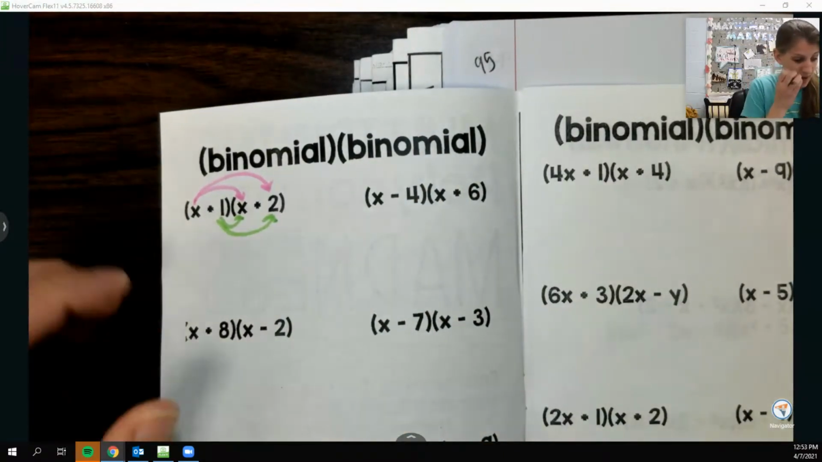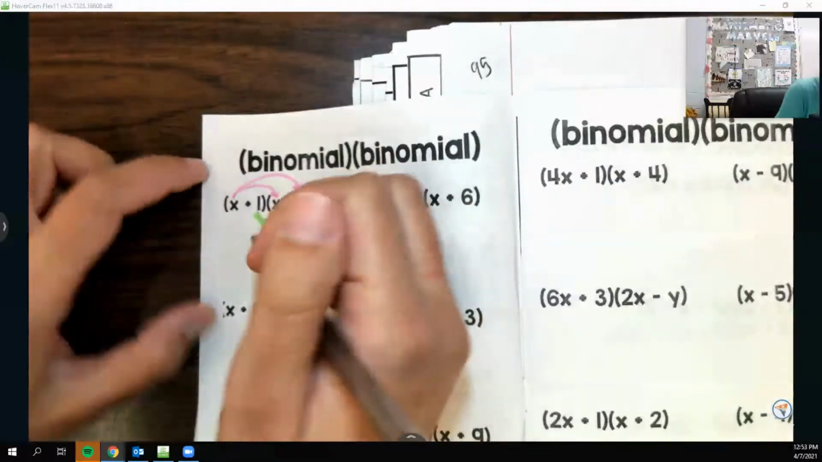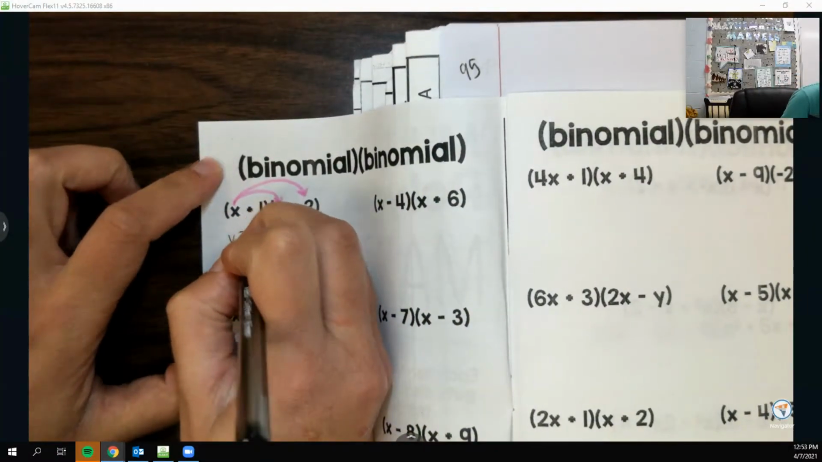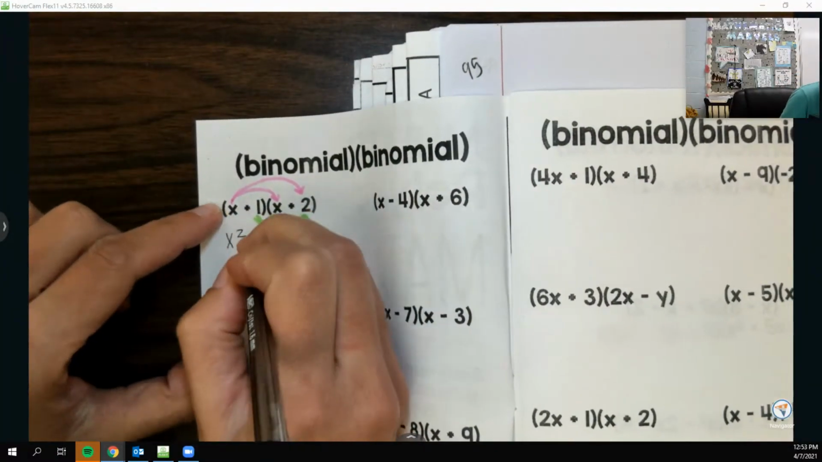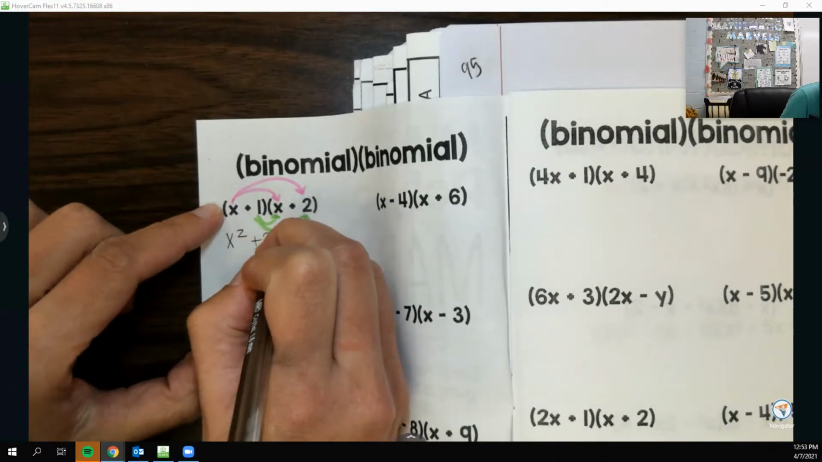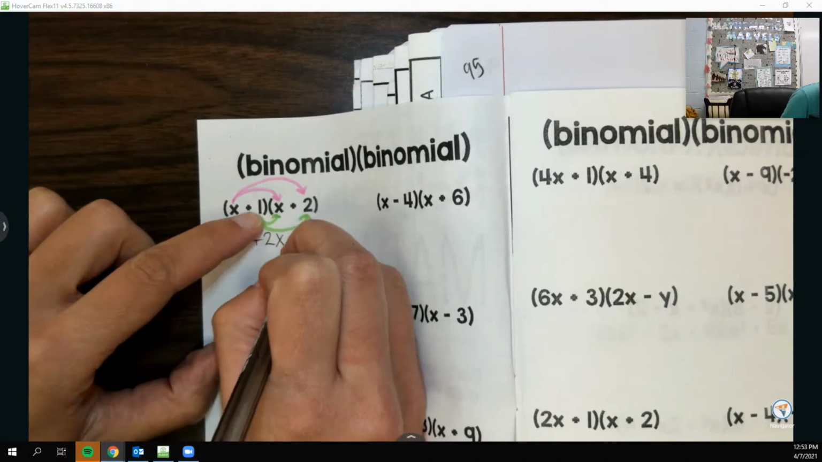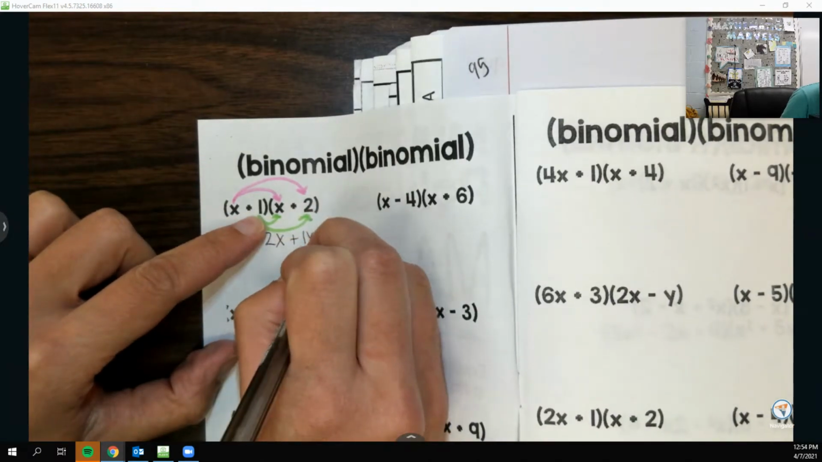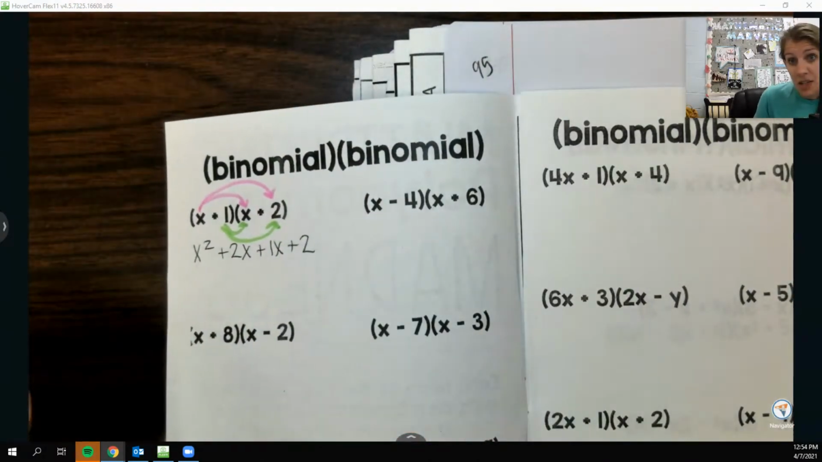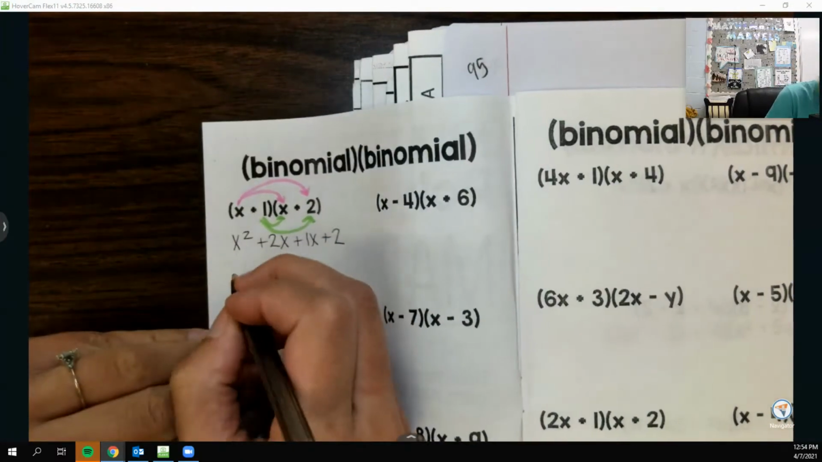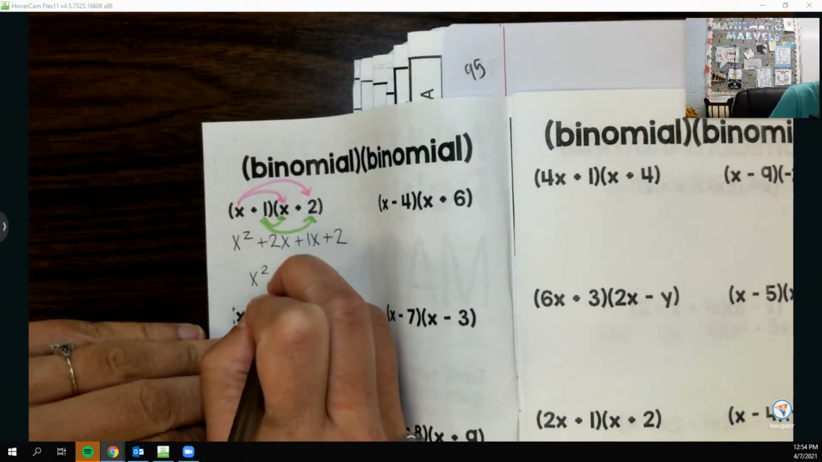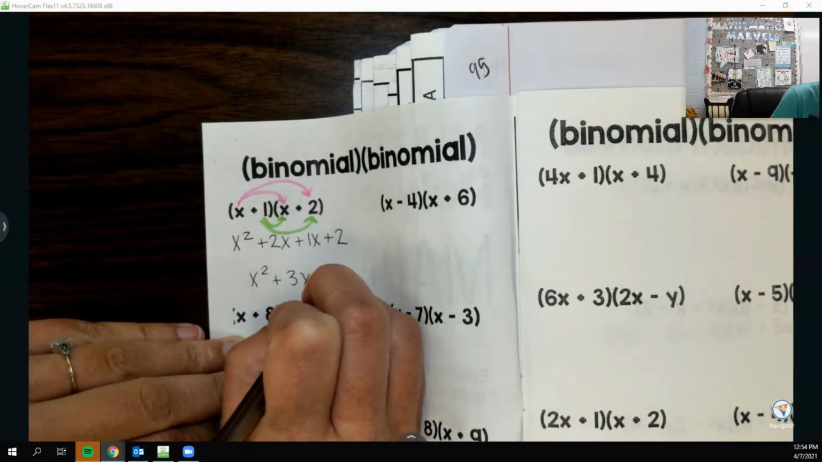So if I do it now, x times x is x squared, x times 2 is positive 2x. 1 times x is 1x. 1 times 2 is 2. You will have like terms, and I see them right in the center there, so we'll have x squared plus 3x plus 2.